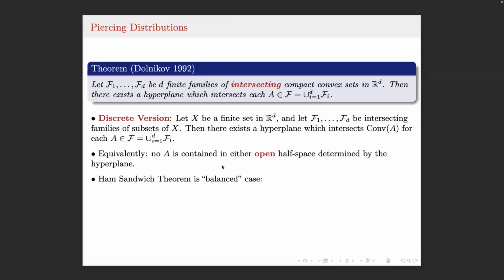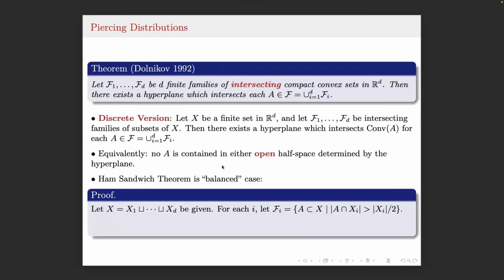So I said already that the ham sandwich theorem is a special case of this theorem, but you can think of it as the balanced case of a more unbalanced distribution or piercing result. So here is how the ham sandwich theorem follows, and this is in the Dolnikov paper. Let's say I have my finite set and a d-coloring of it. Then for each color, I'm going to look at a corresponding family of sets. Namely, all the subsets of X that contain more than half of the points of X_i. Then each one of these families has to be intersecting just by the pigeonhole principle.